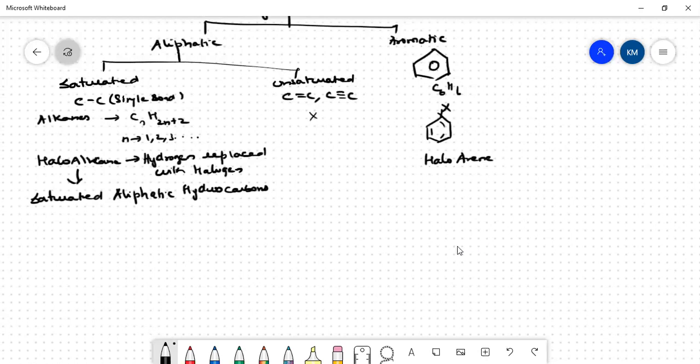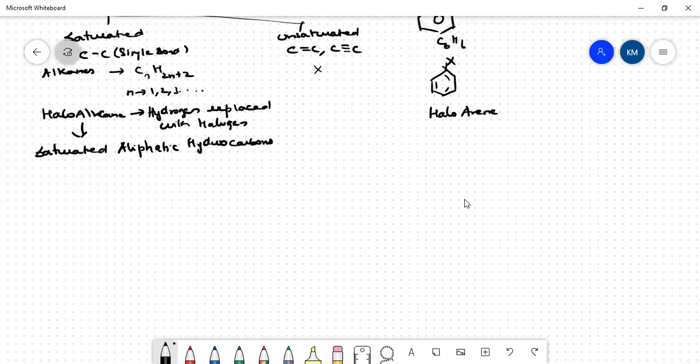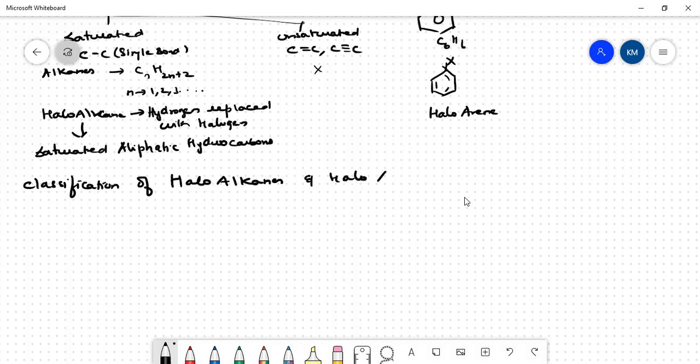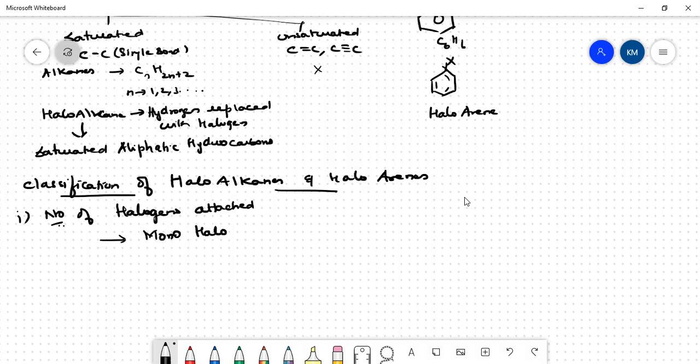Now, how do we classify haloalkanes and haloarenes? We are using various ways to classify these. One way is based on the number of halogens attached. It need not be only one, it is not that only replacing one hydrogen makes a haloalkane. It depends on how many halogens are attached. So the first is mono halo derivative.